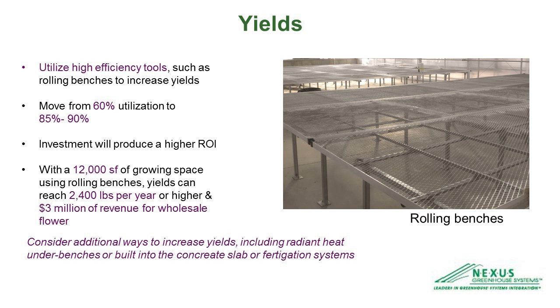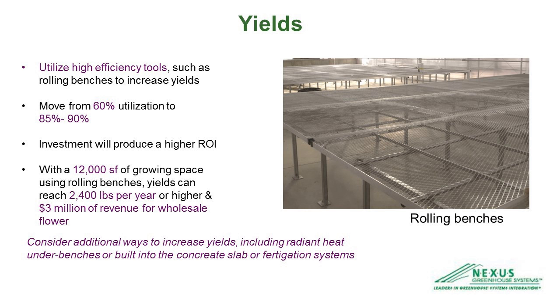So as we've talked about, with a 12,000 square feet growing space using rolling benches, yields can reach 2,400 pounds per year or higher, and $3 million of revenue for wholesale flower. So if you're doing 24,000 square feet, the $3 million in revenue would double. So you can use this metric in order to predict your output depending upon your greenhouse size.